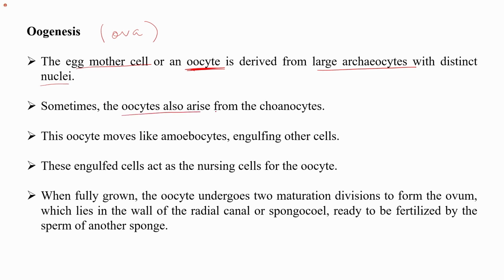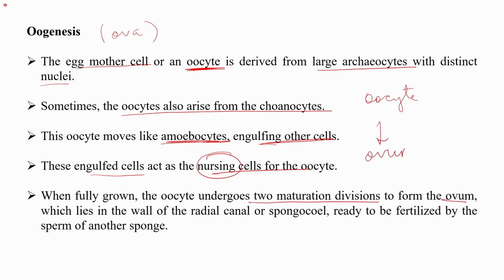Sometimes the oocytes also arise from the choanocytes. These oocytes move like amoebocytes, engulfing the other cells. And the engulfed cells act as the nursing cells for the oocytes. So nursing cells means they provide food and nutrition to the oocytes. When they are fully grown, the oocyte undergoes 2 maturational divisions to form the ova. Basically, the oocyte is undergoing division to form the ovum, right?